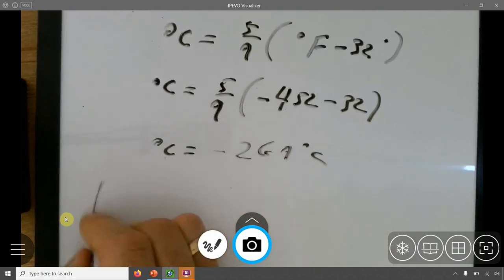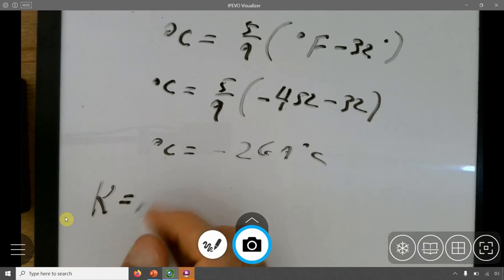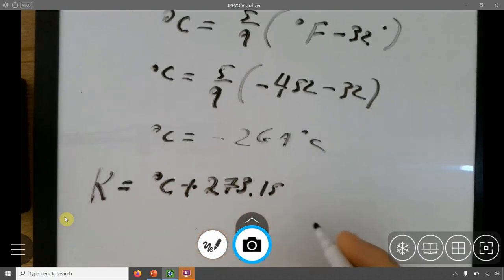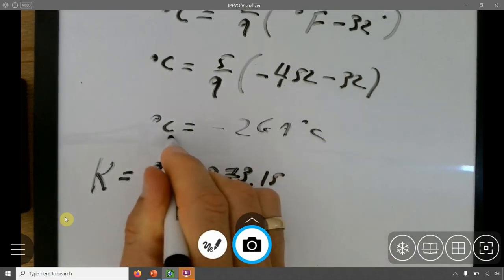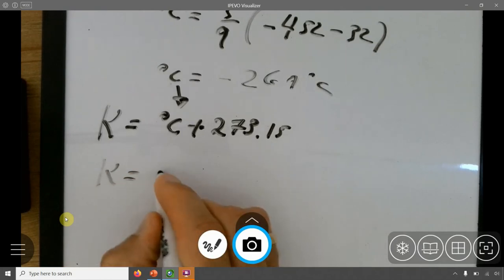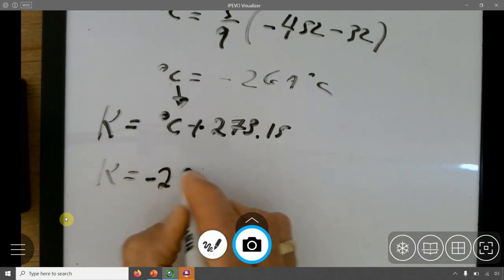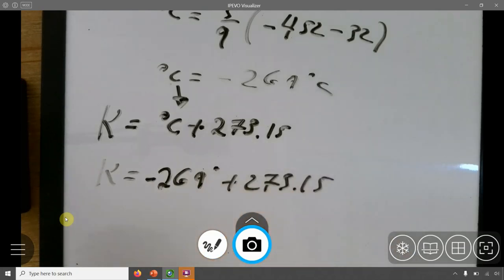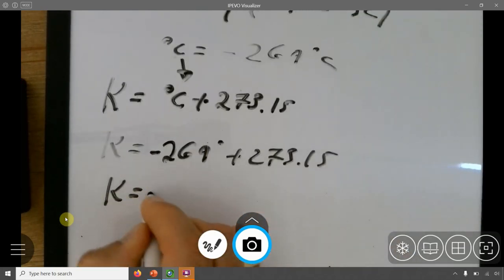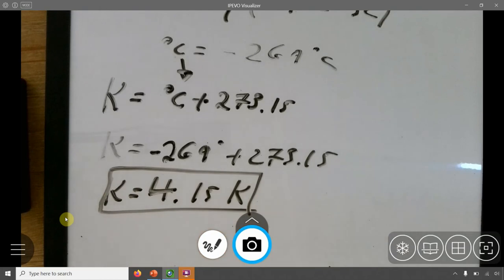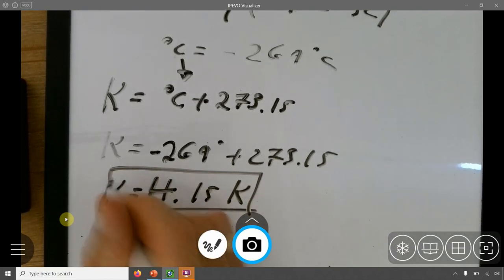Now I still want Kelvin. Kelvin is degrees Celsius plus 273. So I put that in here, and I get that Kelvin is negative 269 degrees plus 273.15. When I add them up, I get 4.15 Kelvin. I should mention there is no such thing as negative temperature when you're talking Kelvin.